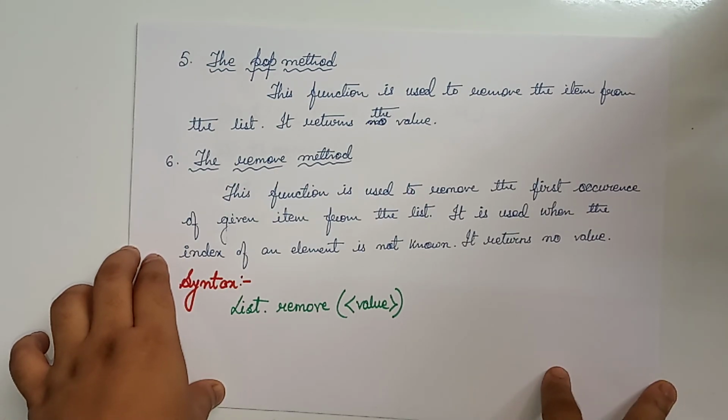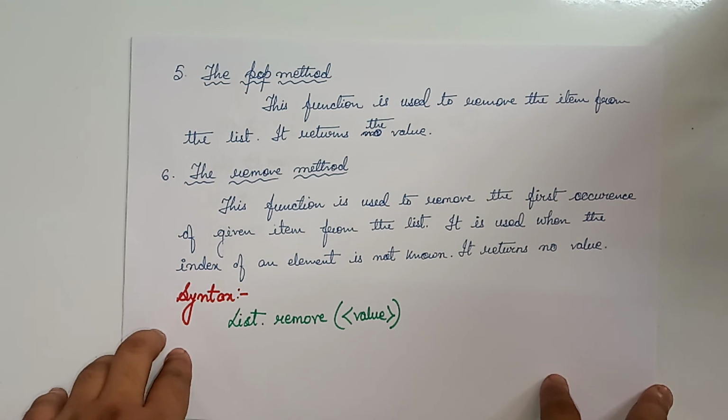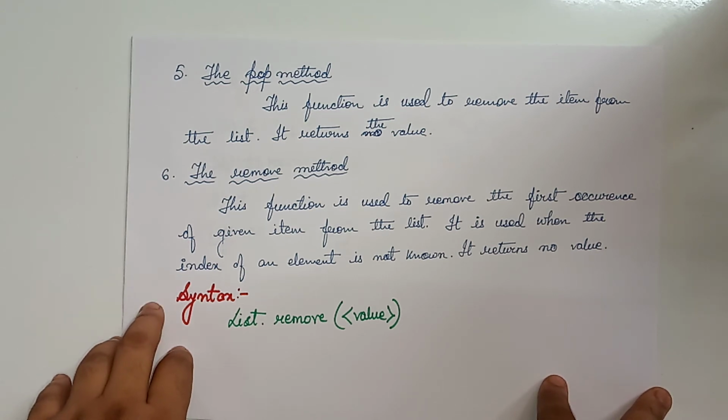Next, the pop method. We have already seen the pop method. It is used to delete elements. If we don't mention the index, by default it will delete the element from the end of the list, and it returns the value also. Apart from this, we have some other function also, that is the remove method. In case of the pop method, if you want to delete an element, we have to mention the index, otherwise we will not be able to delete it.